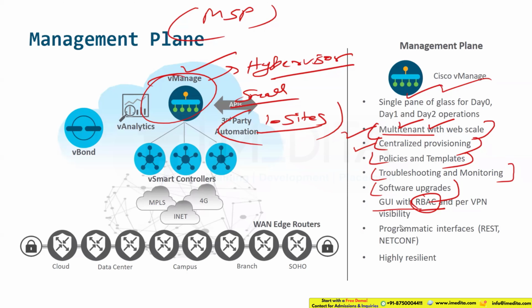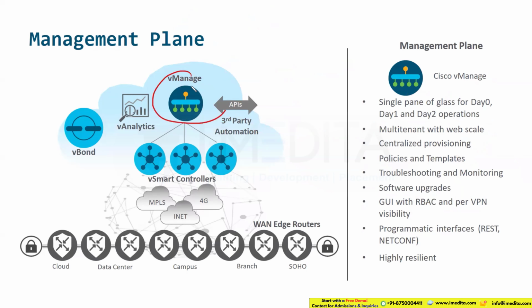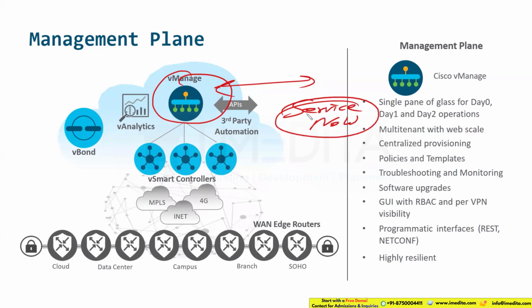Not only that, but also your vManage is going to support programmatic interfaces like REST and netconf so that you can perform automation. So using REST API, you can integrate vManage with third-party applications like ServiceNow. So if you have got ServiceNow in your organization, you can do that integration with vManage using REST API.